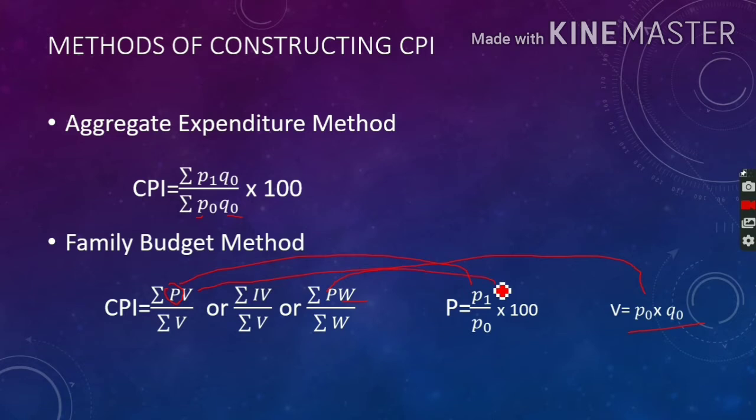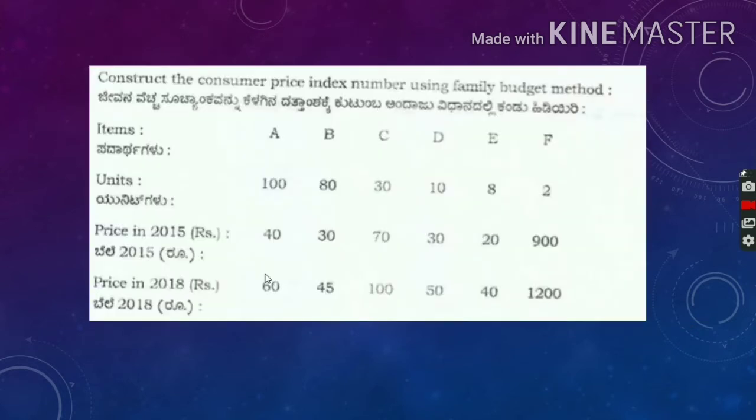So let's solve some problems based on consumer price index. Let's consider this problem. Construct the price index number using the family budget method. Today we are solving in both methods. Items A, B, C, D, E, F and units are given. Here units means quantity, so let's consider this as Q0. Then the price in 2015, that is the base year price, and the price in 2018, that is the current year price, P1. So let's solve the problem.